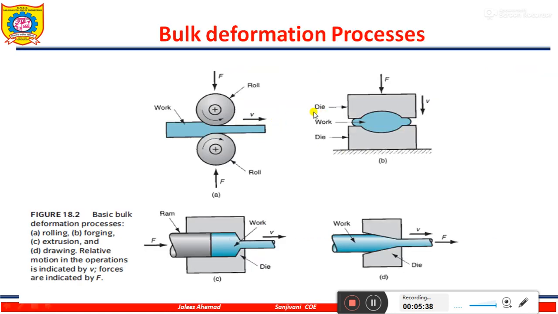This is rolling. You can follow this setup: two rollers rotating in opposite directions. This is the work, red hot material in the case of hot rolling. Input from this side, output on the other. The overall cross section is reduced.